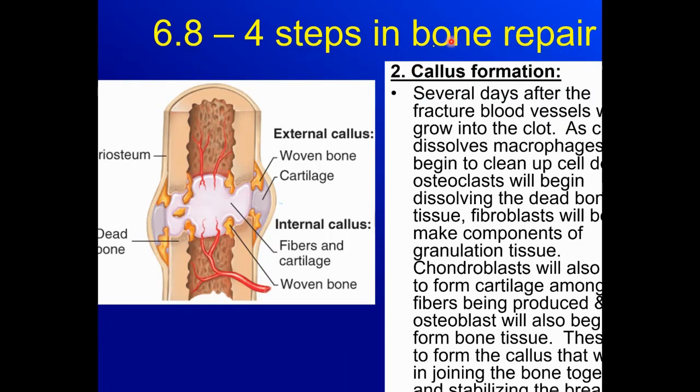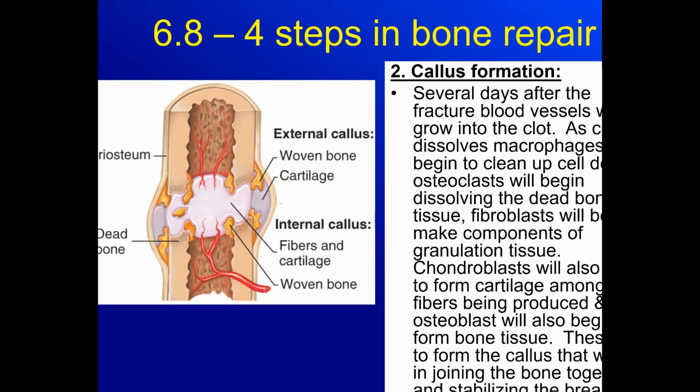Now, the callus formation. Several days after the fracture, the blood vessels will start to grow. You can see them growing here. As the clot dissolves, macrophages will begin to clean up the cell debris. Osteoclasts will begin dissolving the dead bone tissue. So see this kind of lavender? This is cartilage. Remember I told you cartilage has to be put down first. I've got some woven bone in here. Remember, woven bone is like a rough draft.